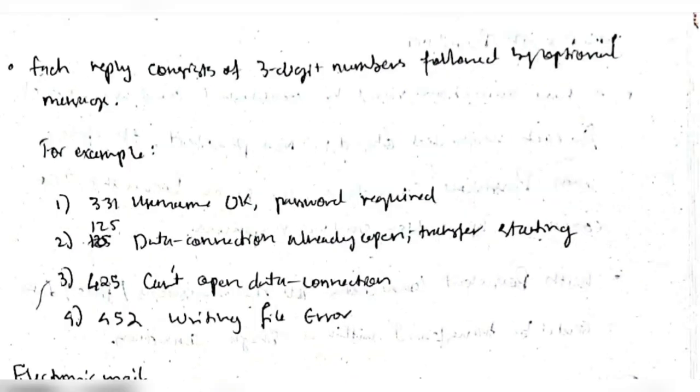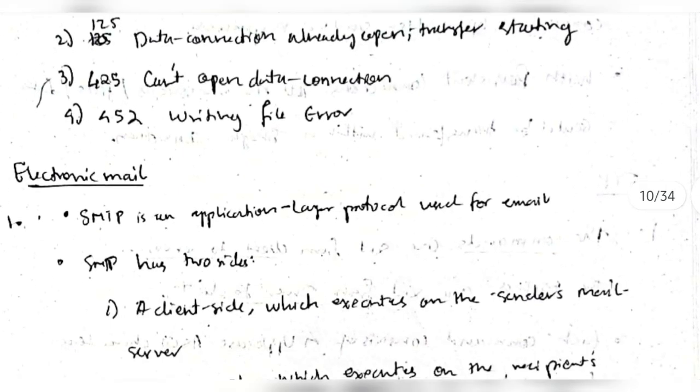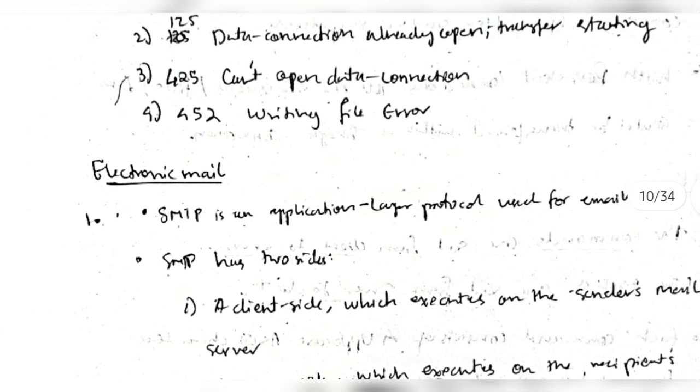Okay, the next topic is electronic mail. Here we have the mail protocol, which is SMTP. The question is: write a short note on SMTP. SMTP is an application layer protocol for emails. It means if you have to send an email from person A to person B, the protocol you will be using is SMTP, Simple Mail Transfer Protocol. There are a few more protocols, but this is the most important one.